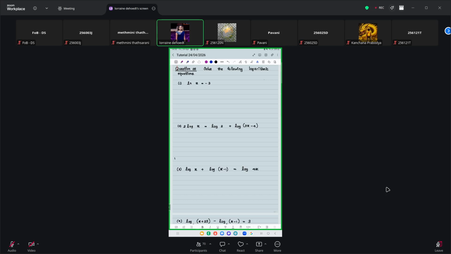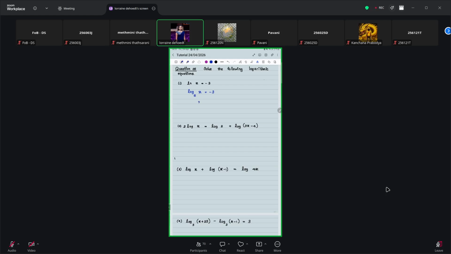Okay, ln x equals minus 3. That means this is the log form. Okay, this is the log format. And this means log base e. e is a number, an irrational number. Equals minus 3. This is the log format.